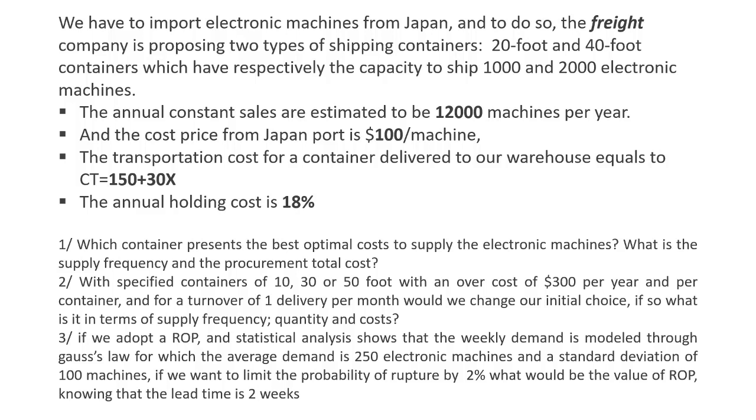And they give us some of the inputs. For example, the annual constant sales are estimated to be 12,000 machines per year, and the cost price from Japan port is $100 per machine, while the transportation cost for a container delivered to our warehouse equals 150 plus 30 times X. The X corresponds to the type of container. And finally, the annual holding cost is 18%.